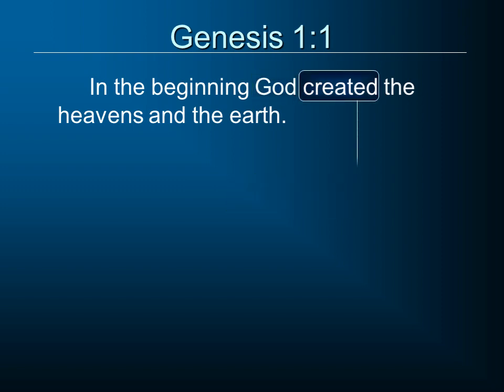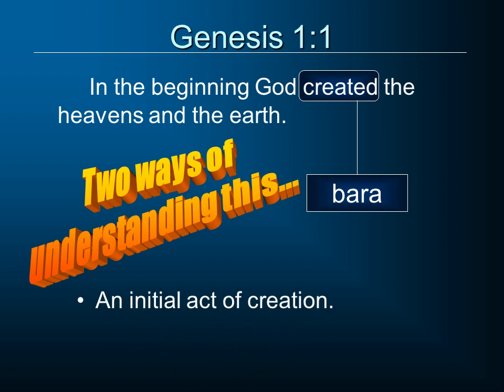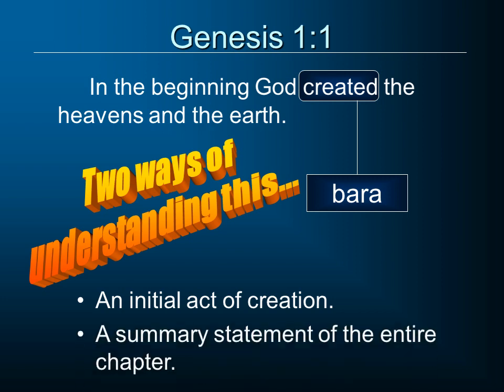Notice God created. The word bara can have the idea gave birth to, but here it's created. And there's two ways of understanding this. We could understand this as an initial act of creation. I think that is what is in view here. But there are some who have taken this as a summary statement of the entire chapter. The problem is that it starts off in an unusual way. It starts off with a proposition. In the beginning, God created the heavens and the earth. It just doesn't say when God created. It says in the beginning He did that.